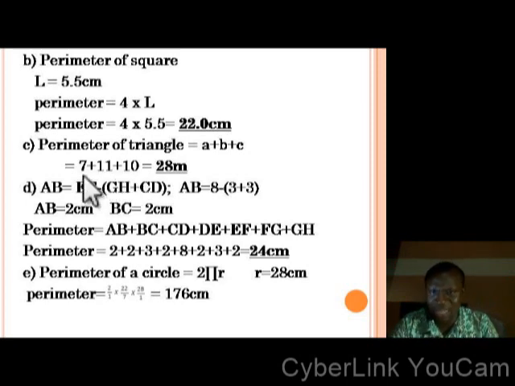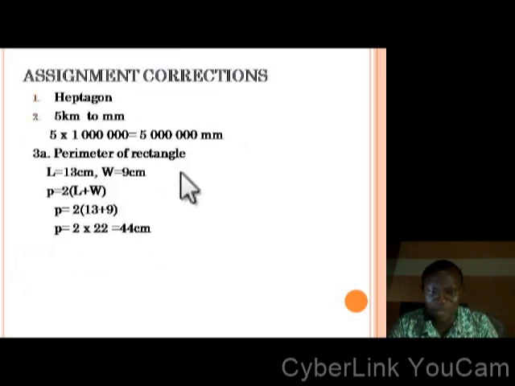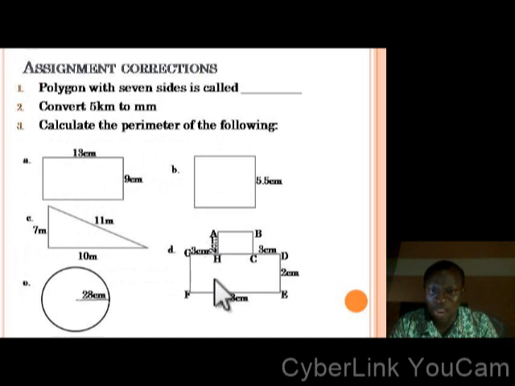So looking at the one we have here, 7 plus 11 will give us 18. 18 plus 10 will give us 28 meters. And that is the answer to that particular one. Then the D part, here we have a shape, a compound shape, as I may call it, because it contains more than one shape.